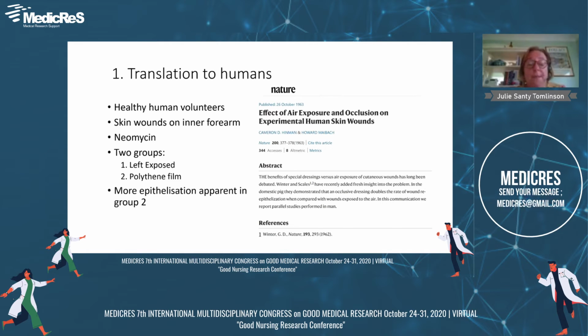And they had 2 groups where they left one group's wounds exposed, and the others that they covered with a polythene film. And they found, of course, like Winter did with the animal experiment, that more epithelialization of the wound and better healing was apparent in group 2. So already we're now in a position where we can see that in healthy human beings, this new research was making very significant progress by 1963, because we knew that it was going to work in a human model as well.